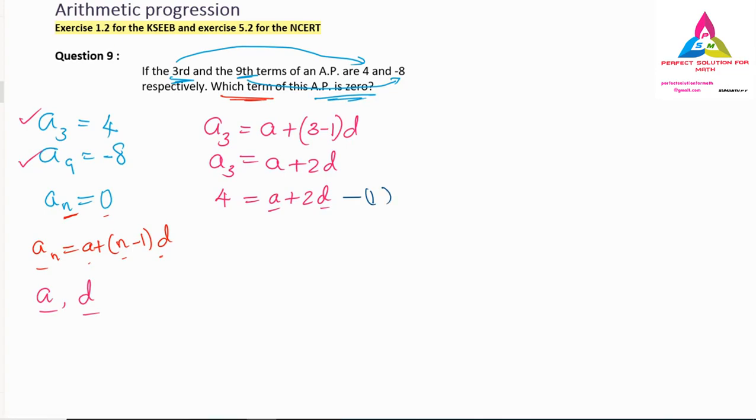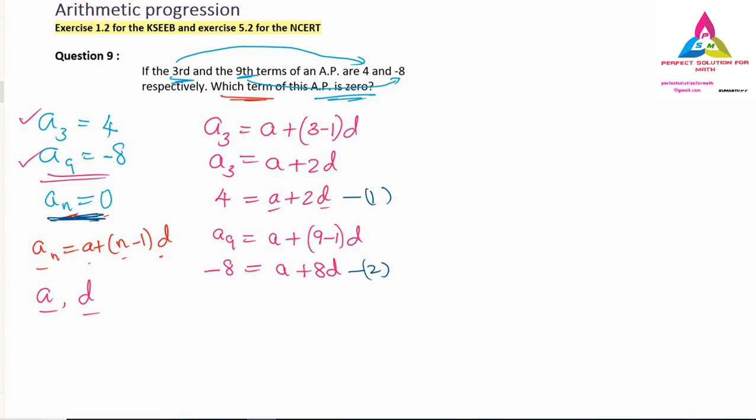We need two equations, and the second equation can be found by A9. So A9 is equal to a plus, what is the n value? The n value is 9 minus 1 into d. So the A9 value is already given, minus 8, a value as it is, and 9 minus 1 is 8d. So this is our equation number 2. So we found the two equations. These two equations are very important to find the a and d value. After finding a and d value, we can substitute in this and we can find the n value.